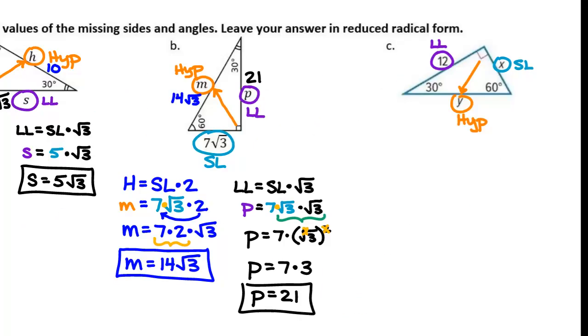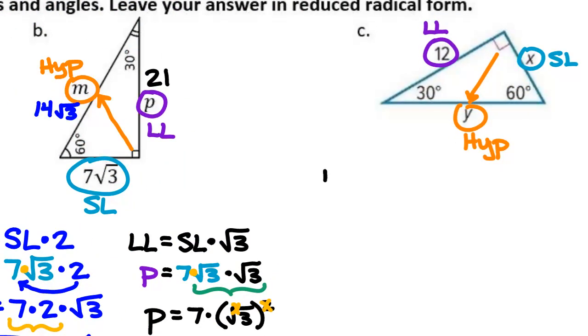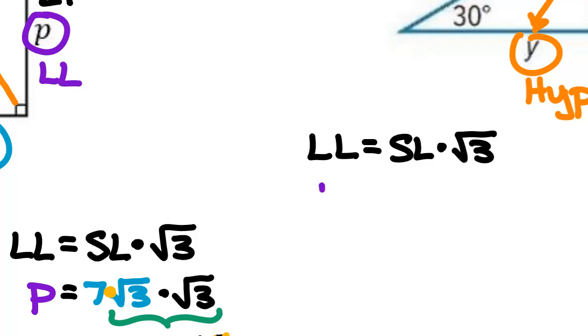All of my relationships on a 30, 60, 90 triangle are relating back to my short leg. I don't know how big that short leg is, so that's the first thing I'm going to have to find. So I'm going to have to use my long leg formula. Long leg is equal to short leg times the square root of 3. What goes in for LL? 12. What goes in for SL? X. So I have 12 equals X times the square root of 3.